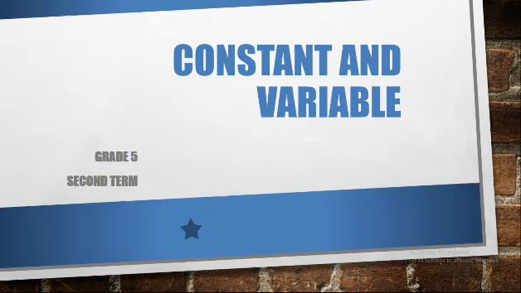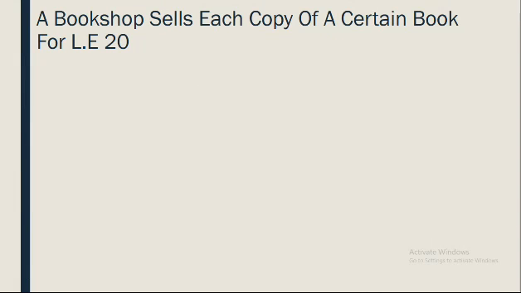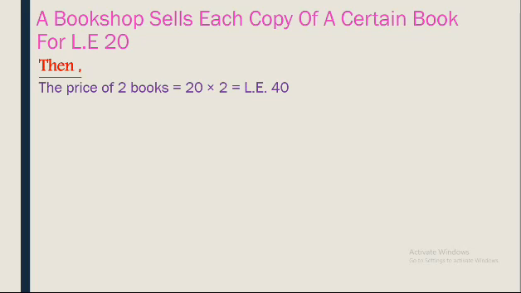Today we are going to continue our math lessons, and today's lesson is constants and variables. Well, to understand more about this, we are going to use this example. A bookshop sells each copy of a certain book for 20 LE. One book in this bookshop costs 20 LE. So what if we said we need to buy two books? The price of two books equals 20 times 2. From where did we bring it? The 20 here means the price of one book, and the 2 is the number of the books.